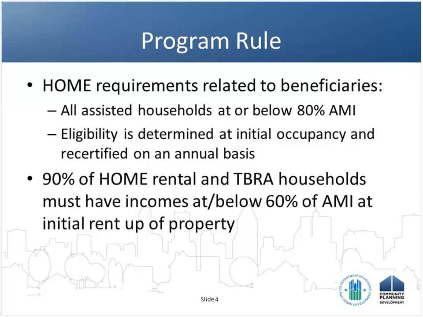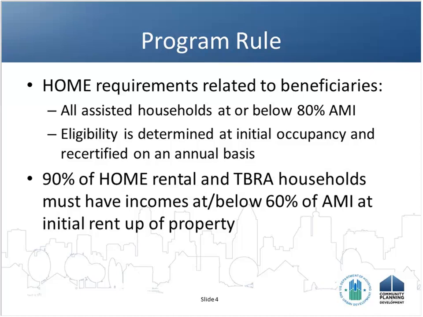You as the PJ may have made a decision that you actually want to keep that in place throughout the affordability period. So we know that HOME requires overall that all of the beneficiaries that are being provided rental assistance under the HOME program have to be at or below 80% of their area median income. And we're going to be talking later in this webinar about certifying their income both at initial occupancy, but also during that long-term compliance period. So at initial occupancy, 90% are going to be targeted at 60% and below.